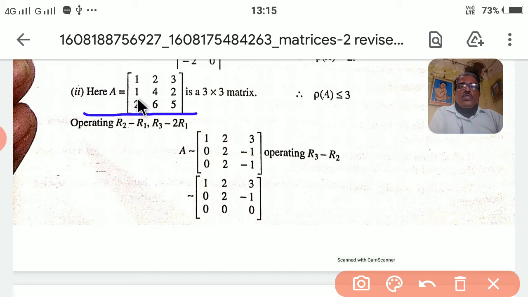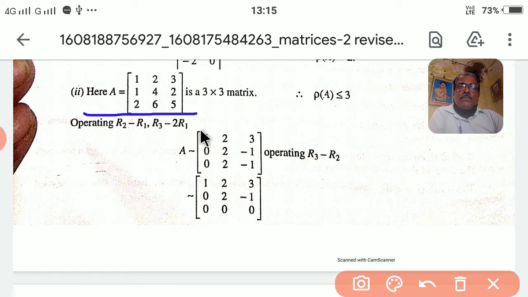Now see this, the elements of R2 are 1 4 2. So subtract the elements of R1 from the elements of R2. So that is 1 minus 1, 0; 4 minus 2, 2; 2 minus 3, minus 1, right? So we write the elements of R2 by subtracting the elements of R1 from the elements of R2. That is 1 minus 1, 0; next 4 minus 2, that is 2; 2 minus 3, minus 1, and the remaining rows' elements are as they are. So it is 1 2 3.